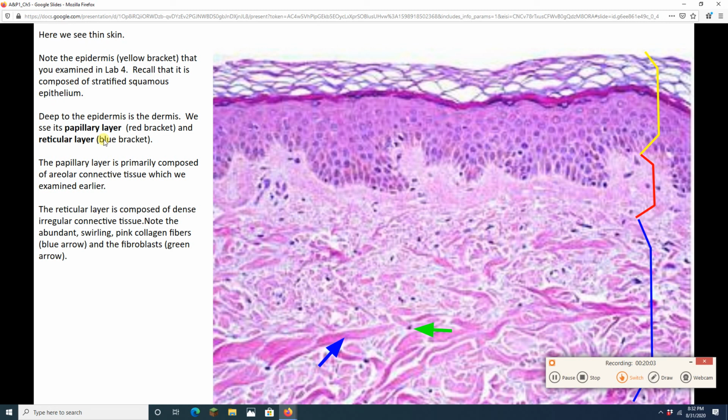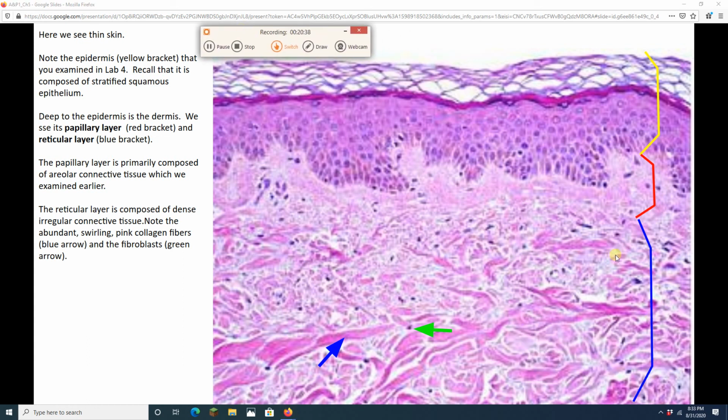This is thin skin. Remember, thin skin is everywhere in your body except plantar and palmar. Thin skin, like all skin, has an epidermis, which we see with this yellow bracketed region. That's the epidermis, which, if you remember, is made of stratified squamous epithelial tissue. Now, the red and the blue are the connective tissue under the epidermis. So this red and blue right here is the dermis.